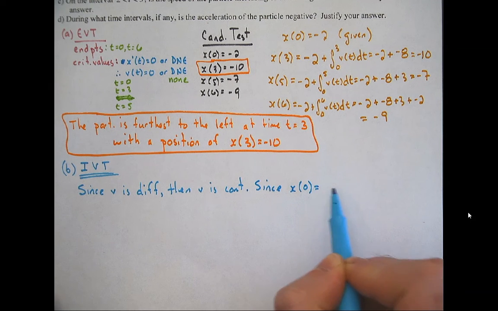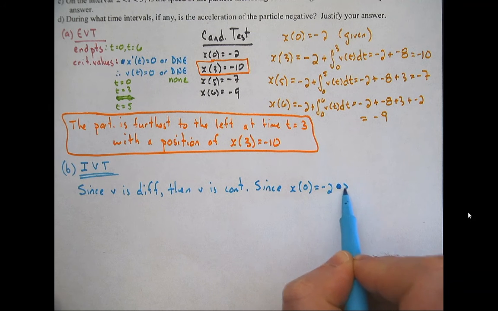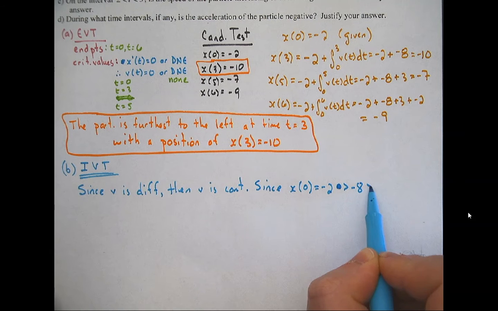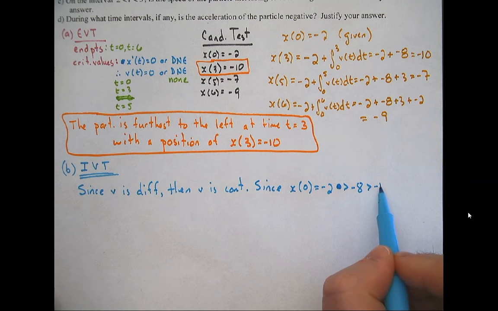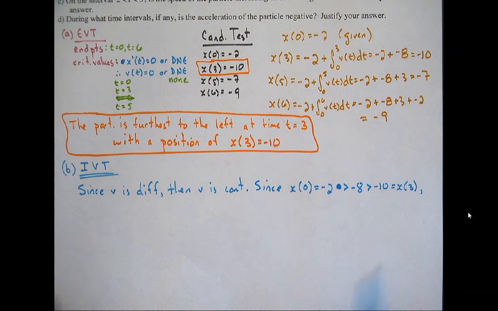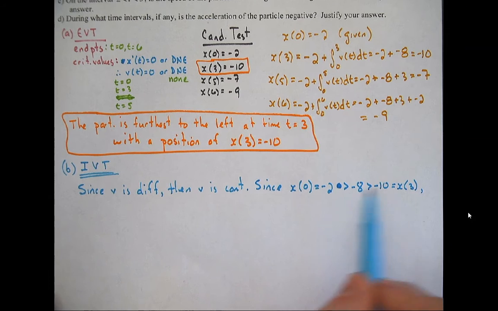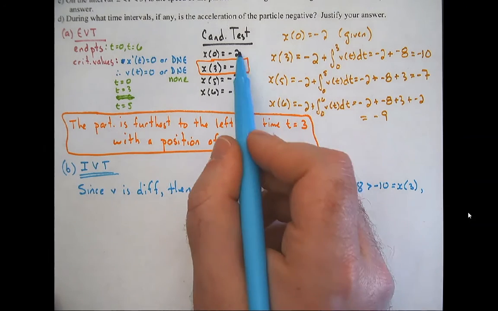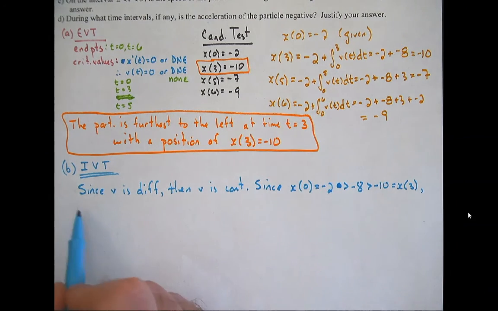X of 0 equals -2, which is, nope, I said less than. It should be greater than -8, which is greater than -10, which is equal to X of 3. So that proved that there's one time that we hit -8. Now I need to do it for the next section, that's between 3 and 5.